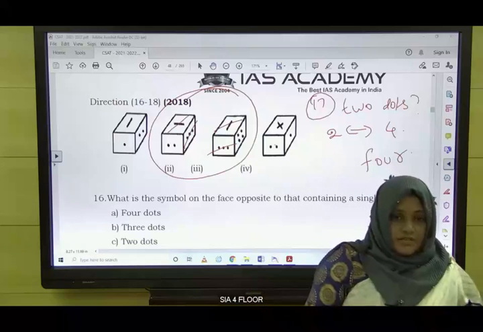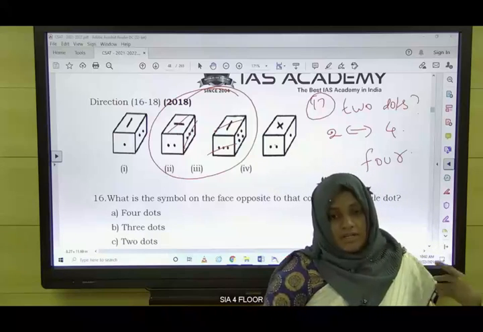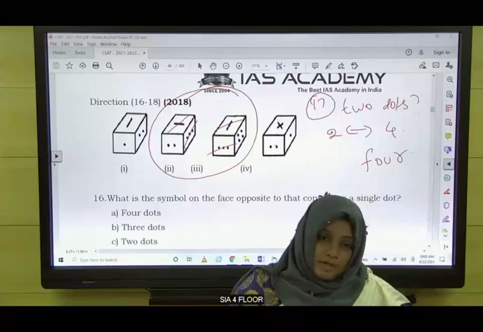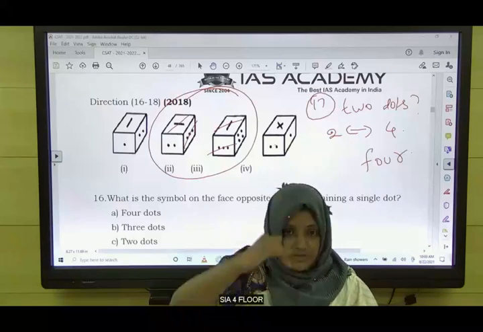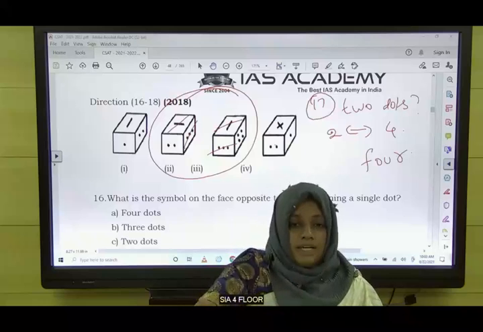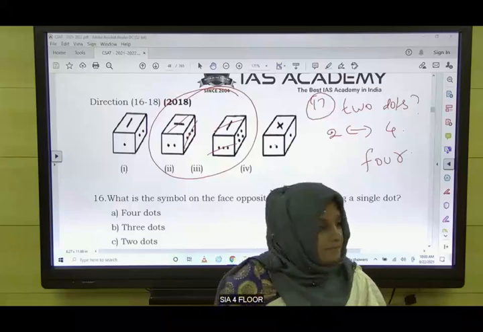So you can even mention which dice we have compared. It is better to apply the maximum case because you don't have to write it. Just by seeing, you can give the answer, no? So always try to apply case number 2.